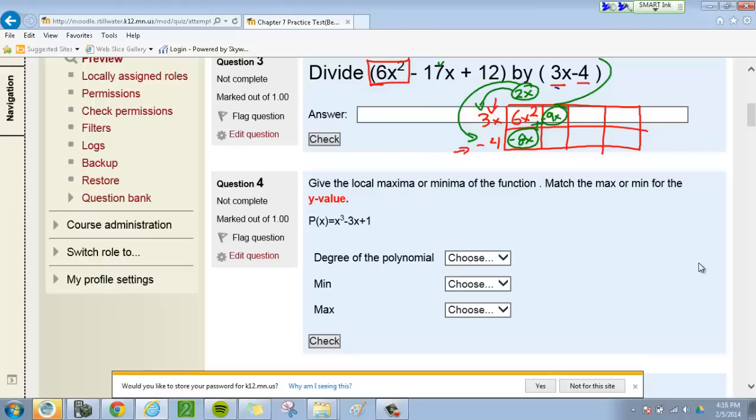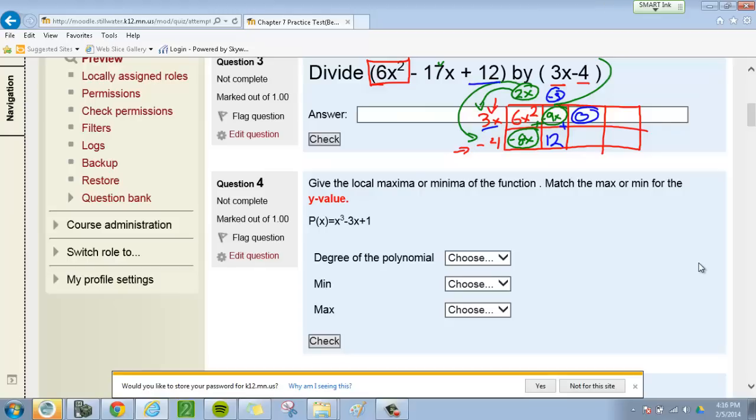So now this times this gives us negative 9x. Well, then that would make this one a negative 3. Now negative 3 times negative 4 is 12. Negative 12 plus this will give us 12. Well, that would actually just be a 0. And there we go. The remainder is 0 in this situation.